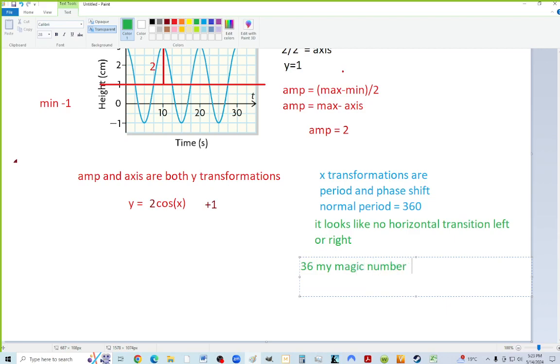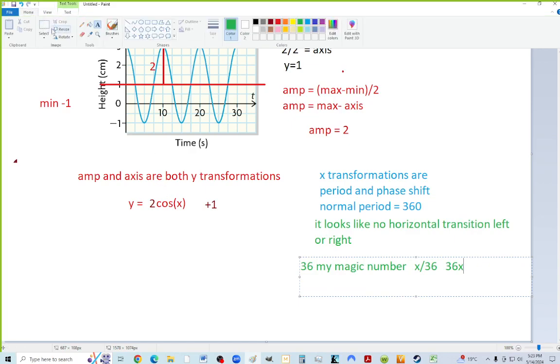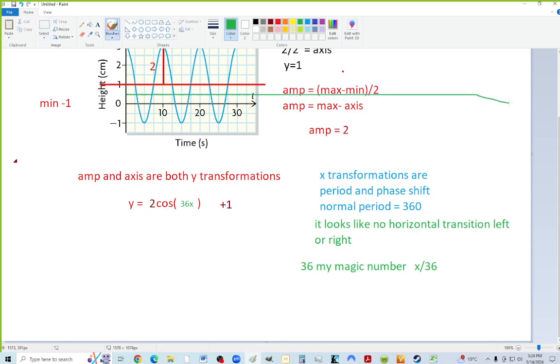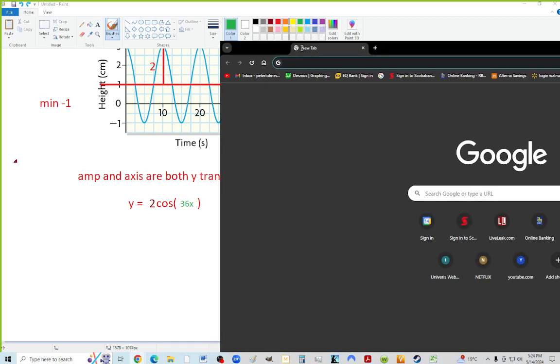But what do I do? Do I do x over 36 or do I do 36x? You do 36x. Why? Because you're dividing 360 by 36. That's right. So now we've figured out the entire graph of this model. If it was x over 36, you'd be multiplying 36 over 360. That would make the period huge, a very slow water wheel. Let's see if we got it right. What's the best way to see if we got it right?